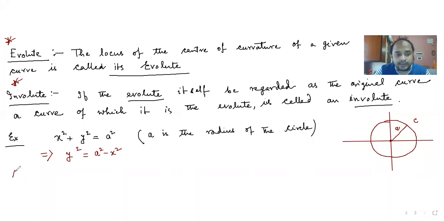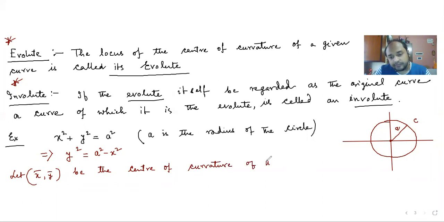So what will you do? Let x bar, y bar be the center of curvature of this curve. Now if you consider this, for plus root over a square minus x square, you are going to get the upper half, and for minus root over a square minus x square, you are going to get the lower half.